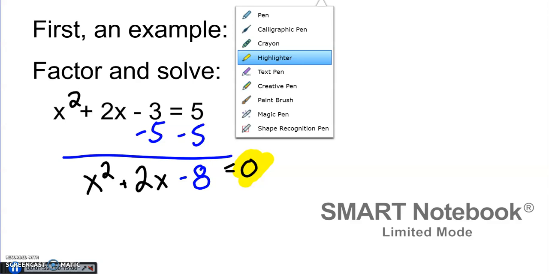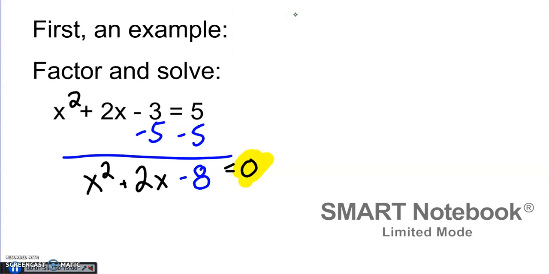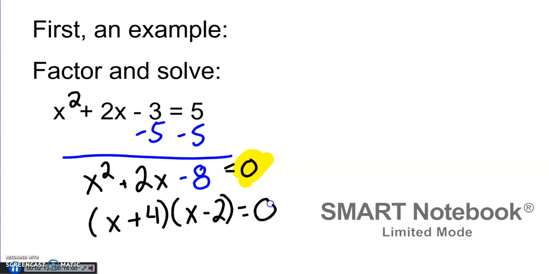We have x squared plus 2x minus 8. That means we need factors of negative 8 that will add up to positive 2. Well, we can do this. We get x plus 4 and x minus 2. And again, still equal to 0.